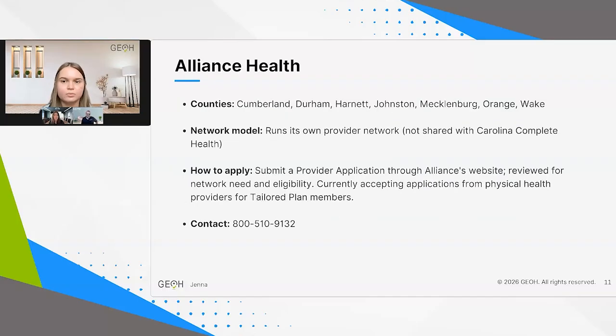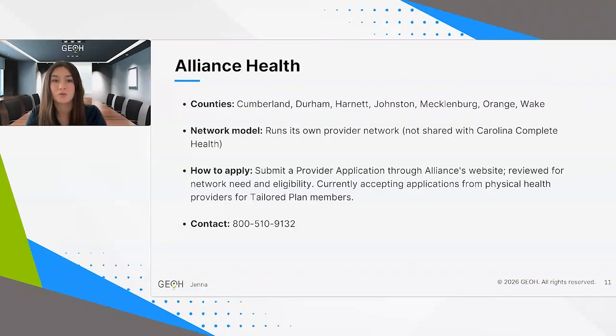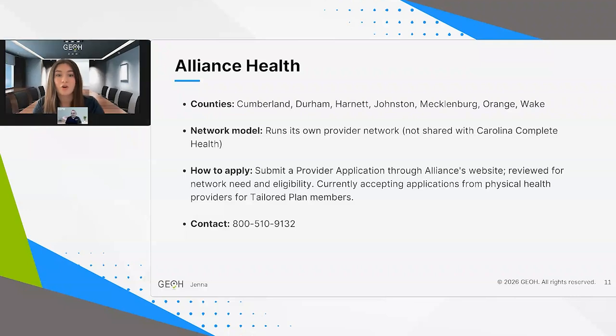Yeah, so our first one is Alliance Health. You can see the counties there. Some of the others serve a ton of counties. This one's a little bit of a smaller group. The network model for this one is it's going to run its own provider network, so it's not shared with Carolina Complete Health. So if you want to apply, you do have to apply specifically through Alliance's website, and then they'll review their network for need and eligibility and see if they're accepting any providers at the moment. They're currently accepting applications from physical health providers for tailored plan members. So this is a good one to apply to if you are not already. And then we have their phone number right there. It's 800-510-9132 if you need to call them for contracting and further information.